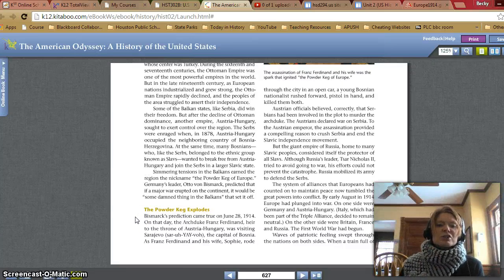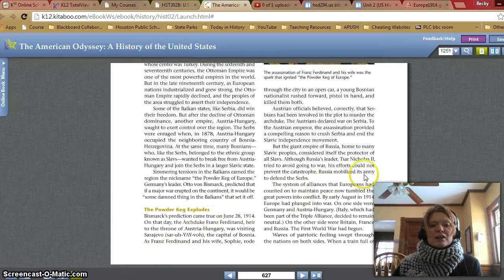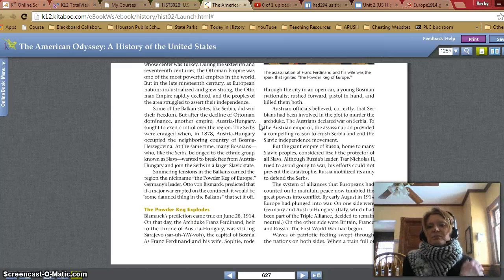On that day, the Archduke Franz Ferdinand, heir to the throne of Austria-Hungary, was visiting Sarajevo, the capital of Bosnia. As Franz Ferdinand and his wife Sophie rode through the city in an open car, a young Bosnian nationalist rushed forward, pistol in hand, and killed them both. Austrian officials believed correctly that Serbians had been involved in the plot to murder the Archduke. The Austrians declared war on Serbia.